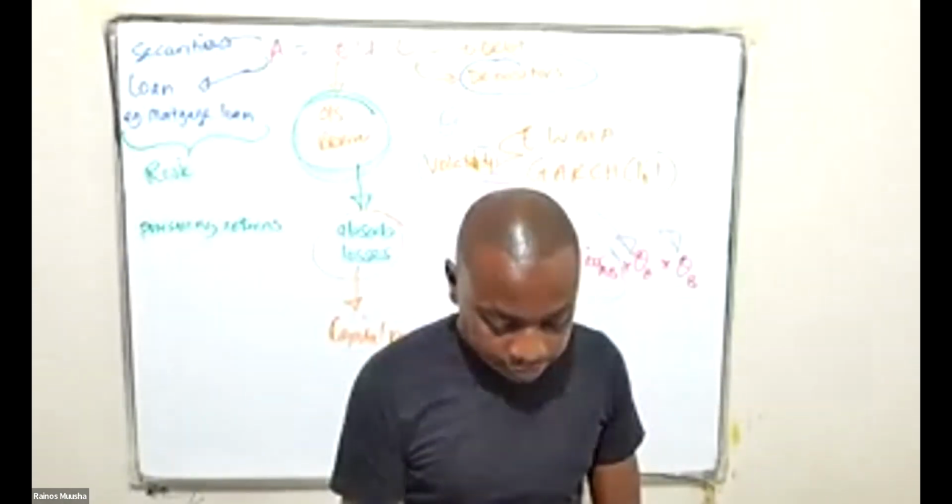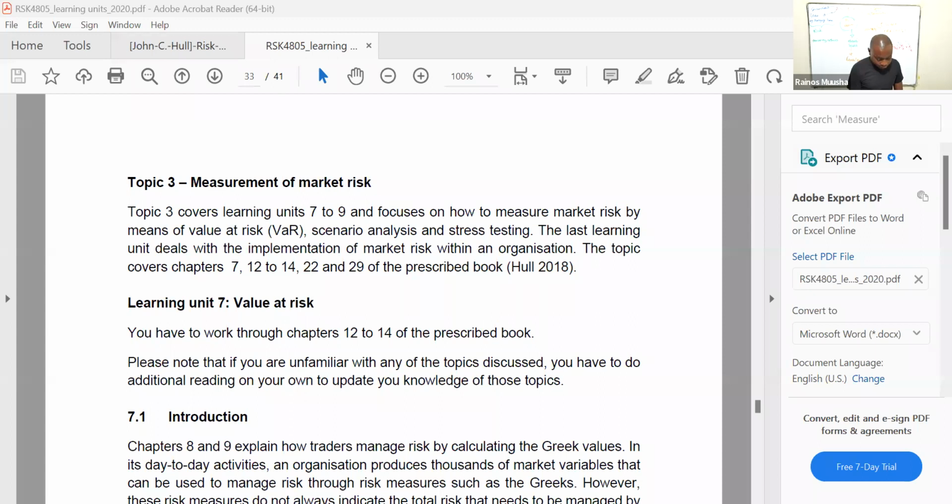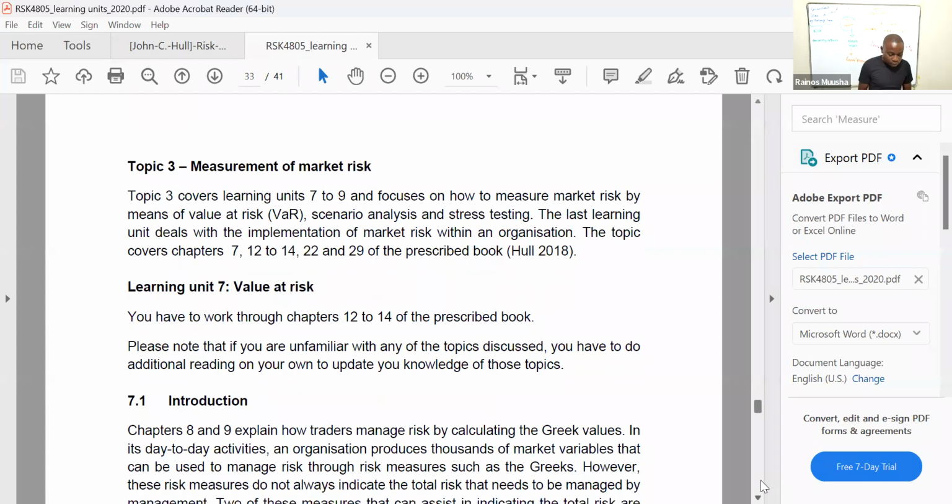The next learning unit we're going to be looking at is topic 3, and for topic 3 we'll need to go through learning units 7, 8, and 9. For learning unit 7, we look at the concept of value at risk. One of the concepts we use in measuring risk is value at risk.